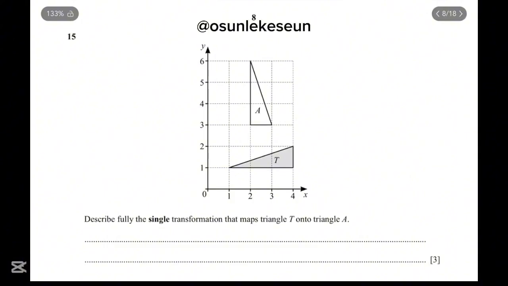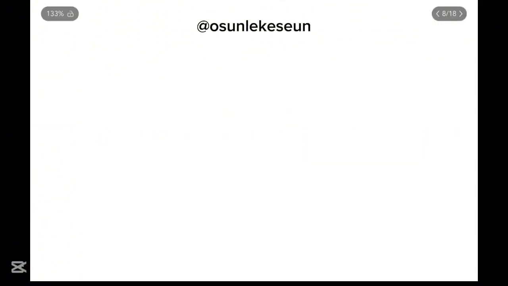So describe fully the single transformation of turning this triangle.